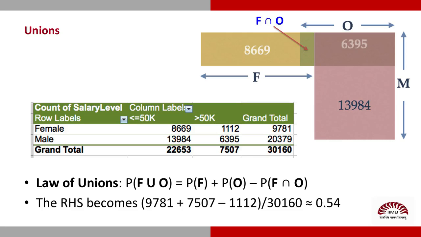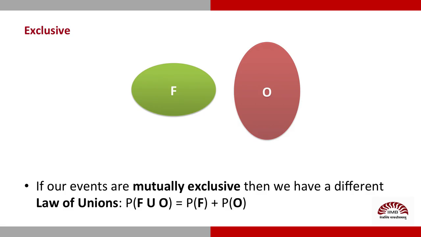The law will follow. So we can compute P of F union O as 9781 plus 7505 minus 1112 divided by 30160, which is 0.54 or 54%. On the other hand, if our two events are mutually exclusive, then the intersection term is not needed. We just sum up the individual probabilities.